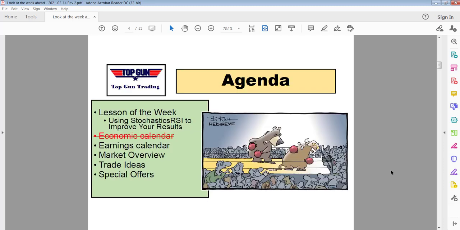What are we going to talk about today? We're going to go over the lesson of the week: using stochastics RSI to improve your results. Just a small presentation there. Then the economic calendar, I think I'm able to find it in the earnings calendar, the market overview, trade ideas, and special offers.